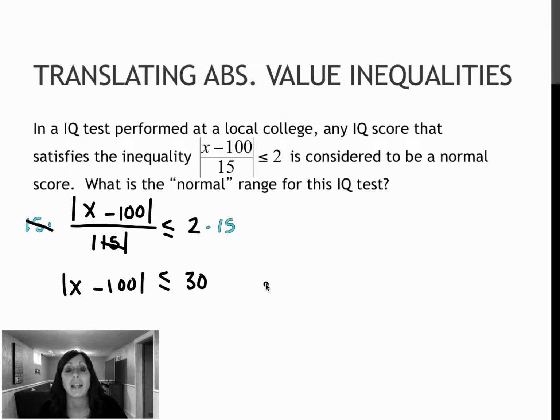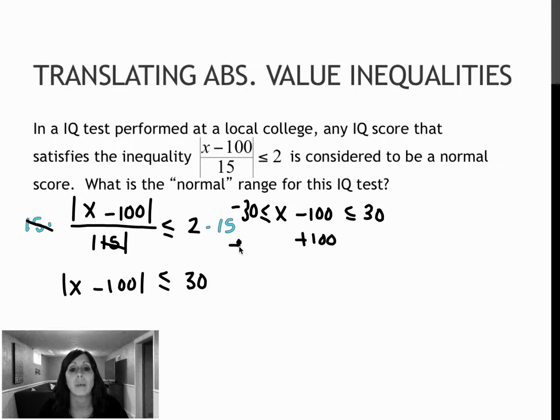From here, I can now write this inequality 2 times. The first time, x minus 100 is less than or equal to 30, and this is going to be an and question. So I am actually going to write it like this. Sorry, I squished that in there. But I'm going to write it as this compound inequality so that it's easier to solve.